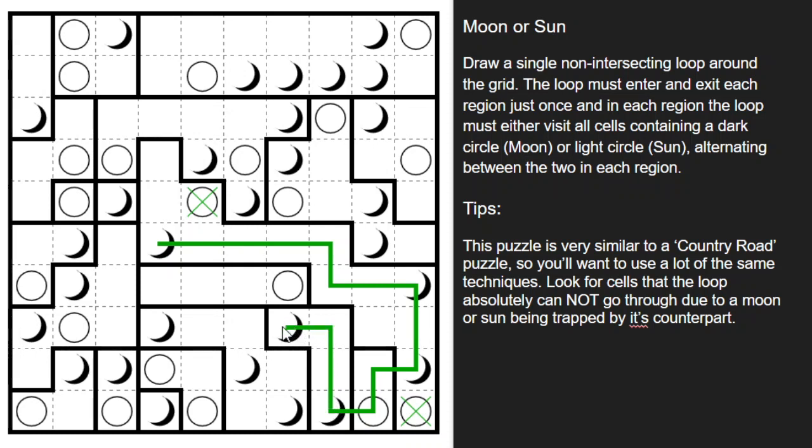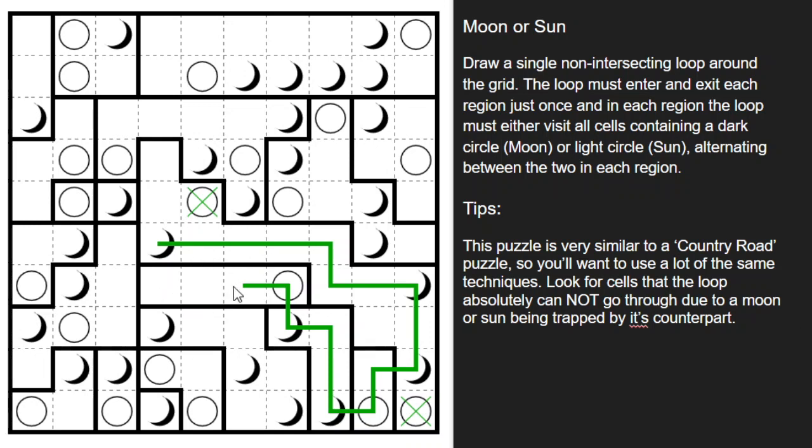Now at this point, we know we can't go down or to the left because in this region here, all we have are moons. We've done a moon in this region, so the next region is going to have a sun. Well, there's no suns in this region, so we have to go up. We hit that sun, and this is a corner now. We can't go up or right. We have to go left.